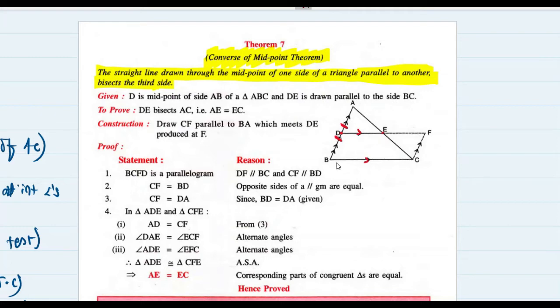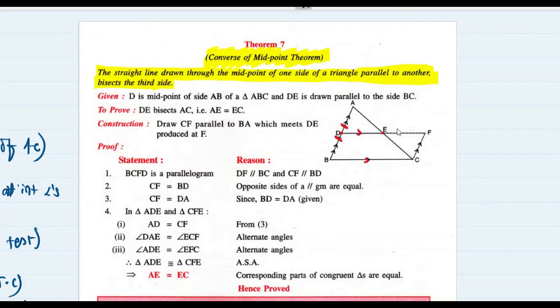ठीक है. सो हमें प्रूव करना है कि ये AC को जहां भी इंटरसेक्ट कर रही है वो पॉइंट AC का मिड पॉइंट होगा. मतलब the straight line drawn through midpoint of one side of a triangle parallel to the other side bisects the third side. मतलब सामने वाली साइड AC को जो ये लाइन DE है वो बाइसेक्ट करेगी. मतलब E AC का मिड पॉइंट है, ये हमें प्रूव करना है.